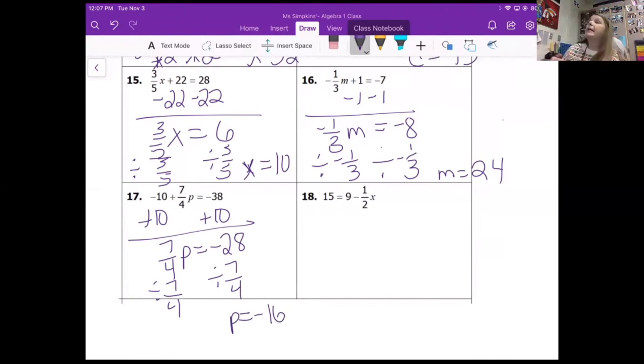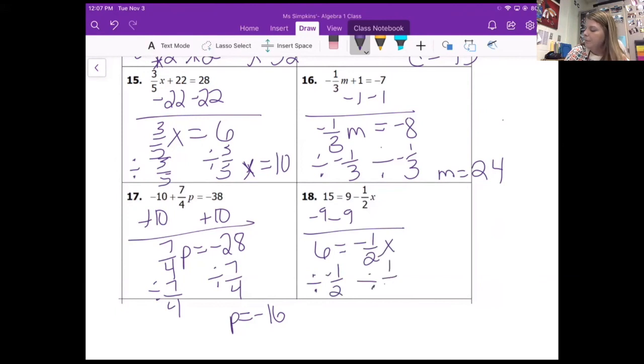And then 18, x is being multiplied by -1/2 and also has a +9. So to get rid of a +9, we want to subtract it. So that would be 6, 15 minus 9 equals -1/2 x. And then you want to divide both sides by -1/2 to get x equals -12. Yeah, do not -12. I think you subtracted or added 9 instead of subtracted it. Yeah.